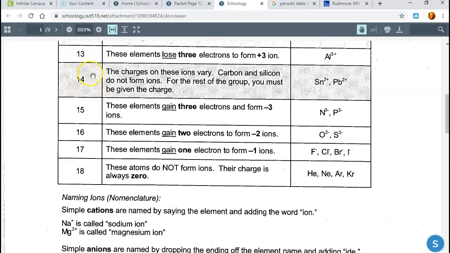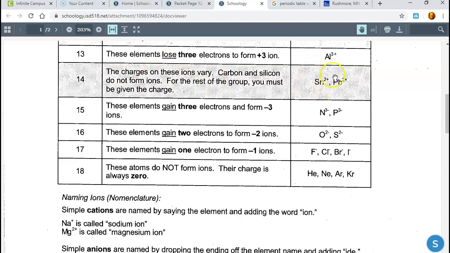Group 14 is kind of weird. Carbon is in there and silicon. And even though they have 4 valence electrons, they don't really gain or lose electrons. They share instead. And that's a different kind of bond, okay? So we're not going to do much with group 14, okay?